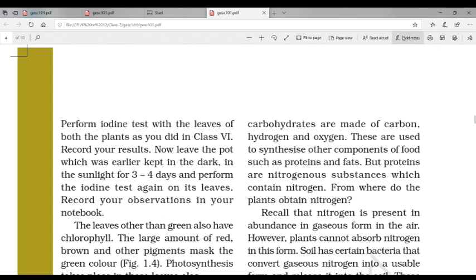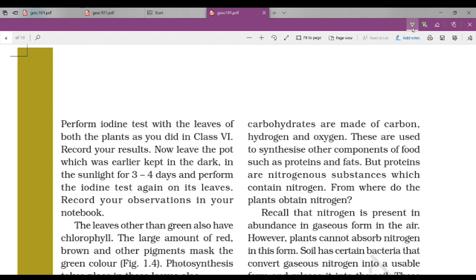So what is carbohydrate? Carbohydrate is made of carbon, hydrogen and oxygen. These are used to synthesize other components of food such as protein and fat. As I told you, in plants through the process of photosynthesis, what is formed? Starch is formed.